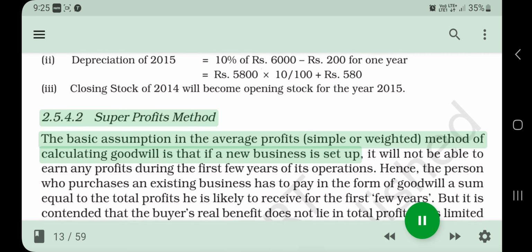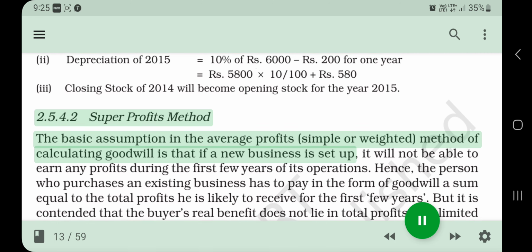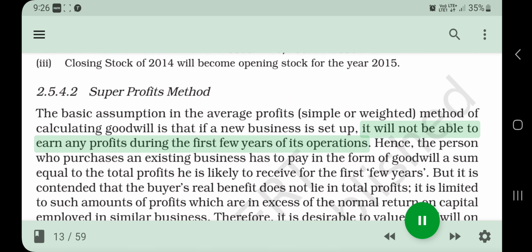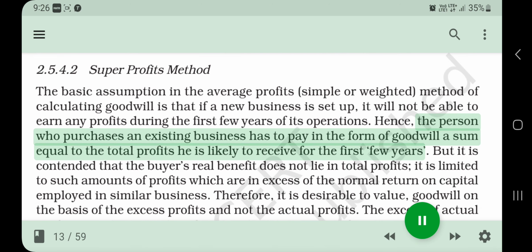5.4.2 Super Profits Method. The basic assumption in the average profits, simple or weighted, method of calculating goodwill is that if a new business is set up, it will not be able to earn any profits during the first few years of its operations. Hence, the person who purchases an existing business has to pay in the form of goodwill a sum equal to the total profits he is likely to receive for the first few years.